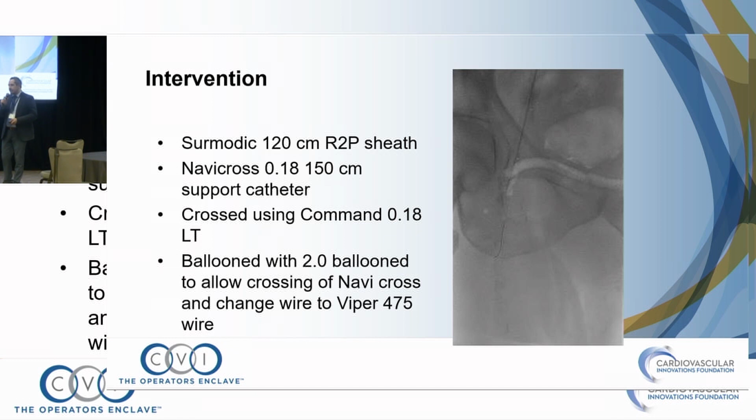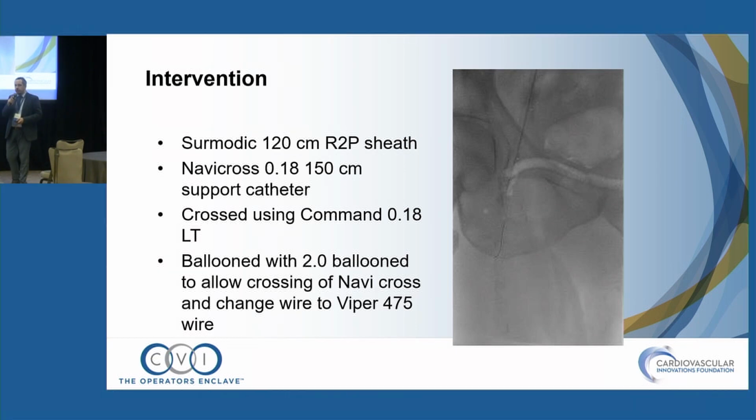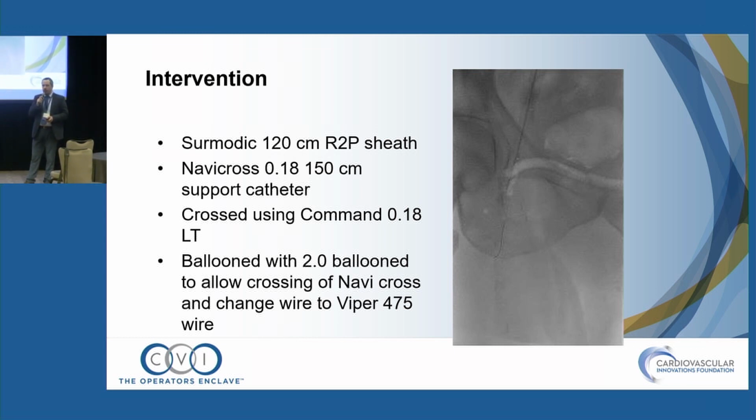We couldn't pass the microcatheter, so we pre-ballooned with a 2.0 balloon. Then we crossed the microcatheter and we switched to a Viper 475 wire. Our plan is, because of how heavily calcified it is, we need to do some calcium modification. We measured the length, and we had two options here: either we do a lithotripsy or a CSI.